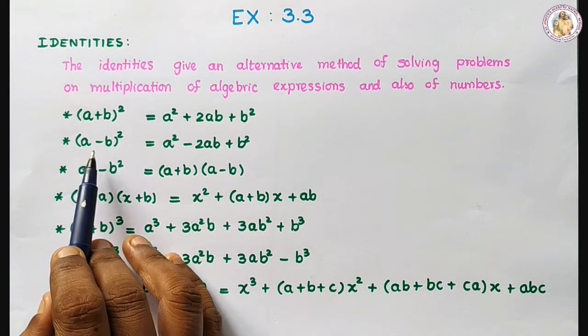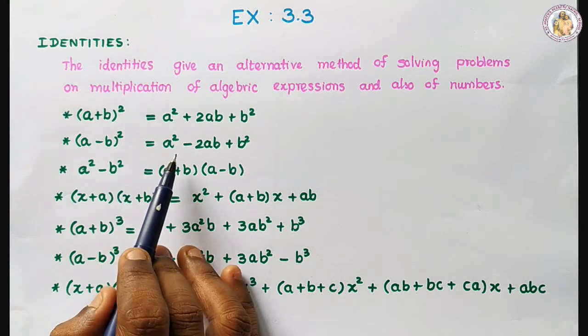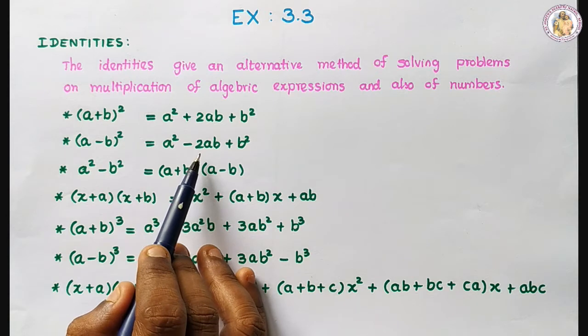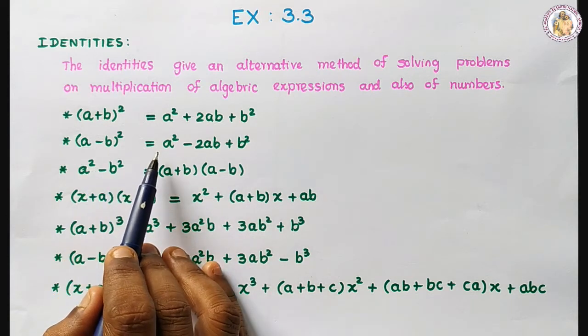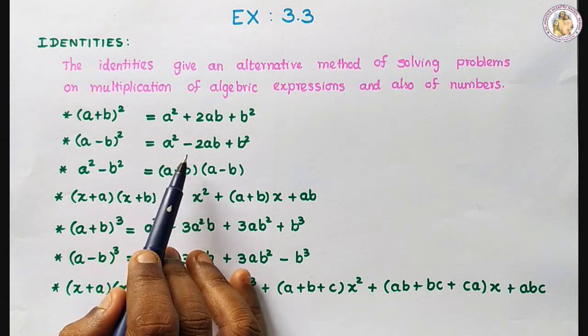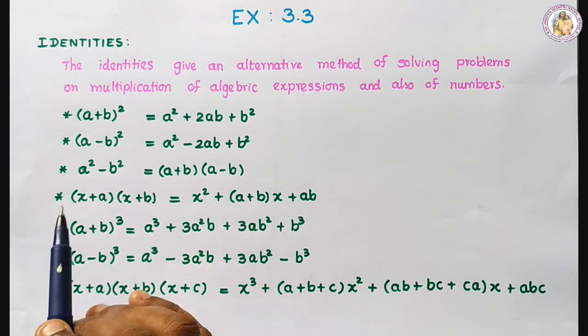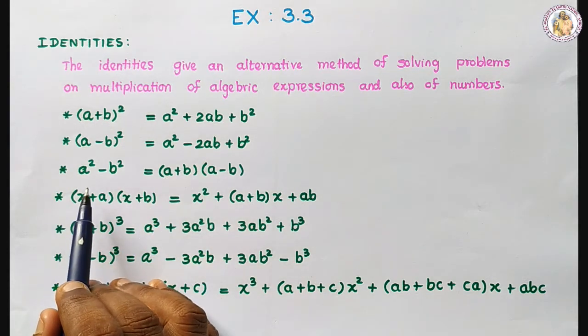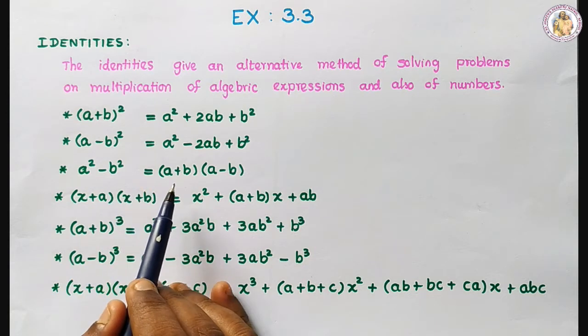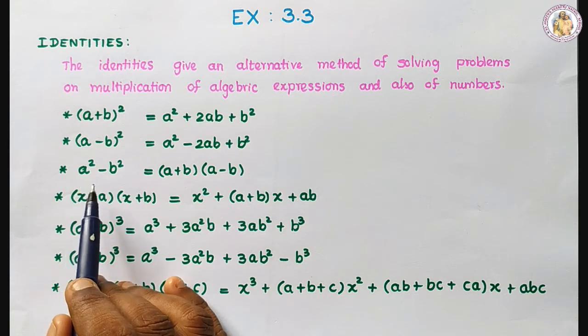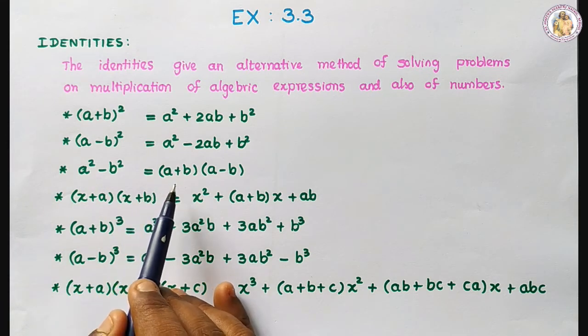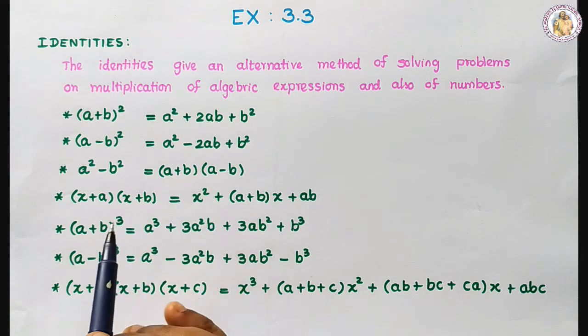Next one, A minus B whole squared equal to A squared minus 2AB plus B squared. And then A squared minus B squared equal to A plus B into A minus B.